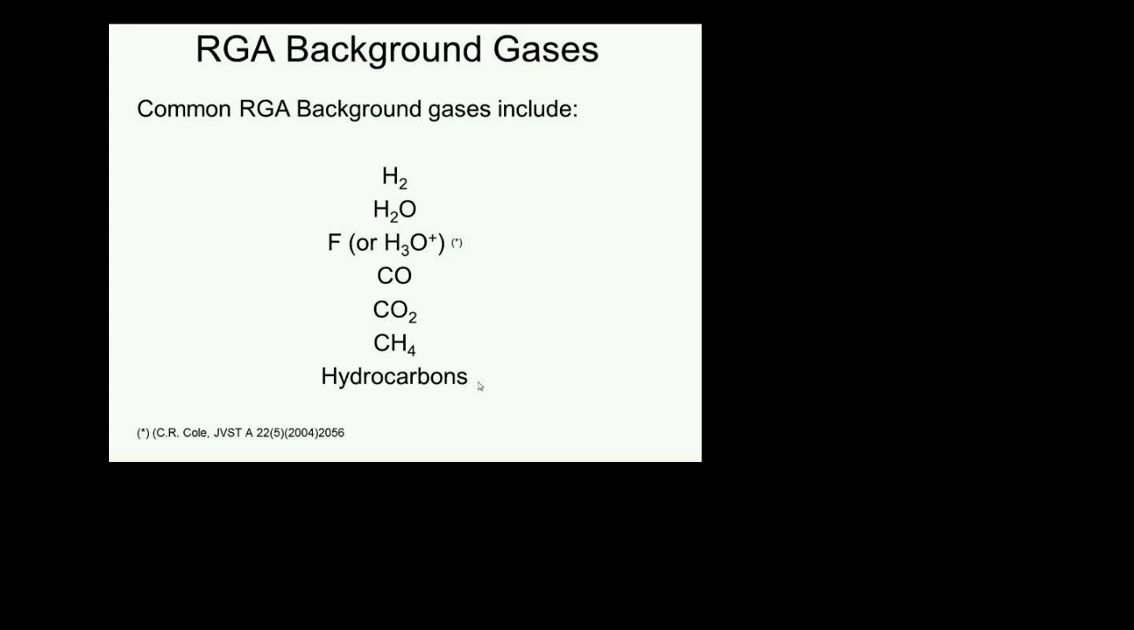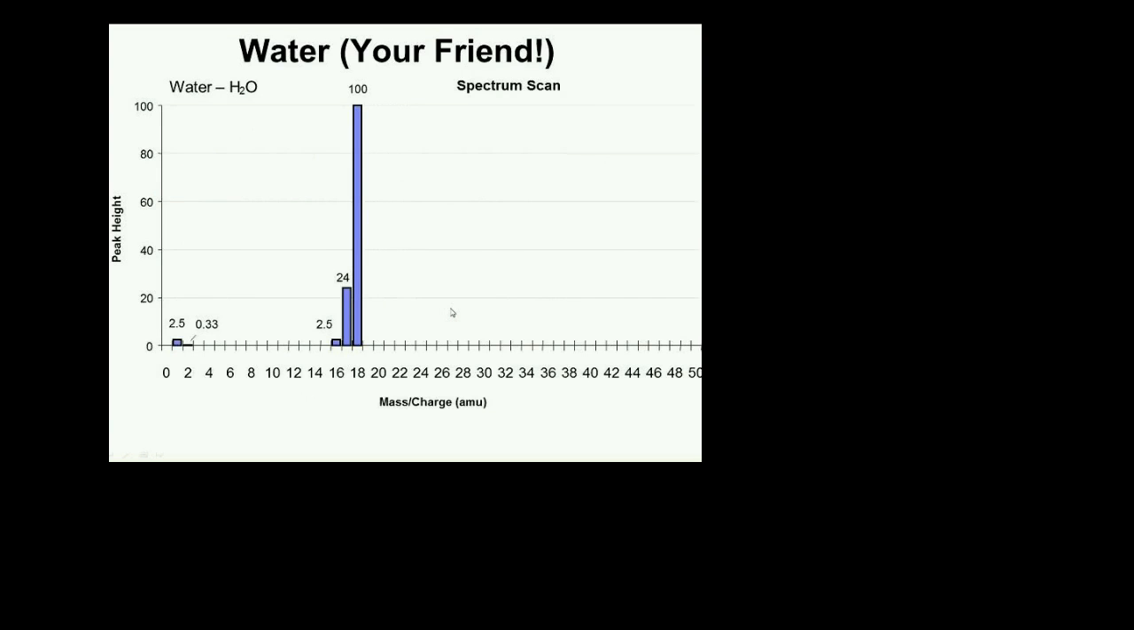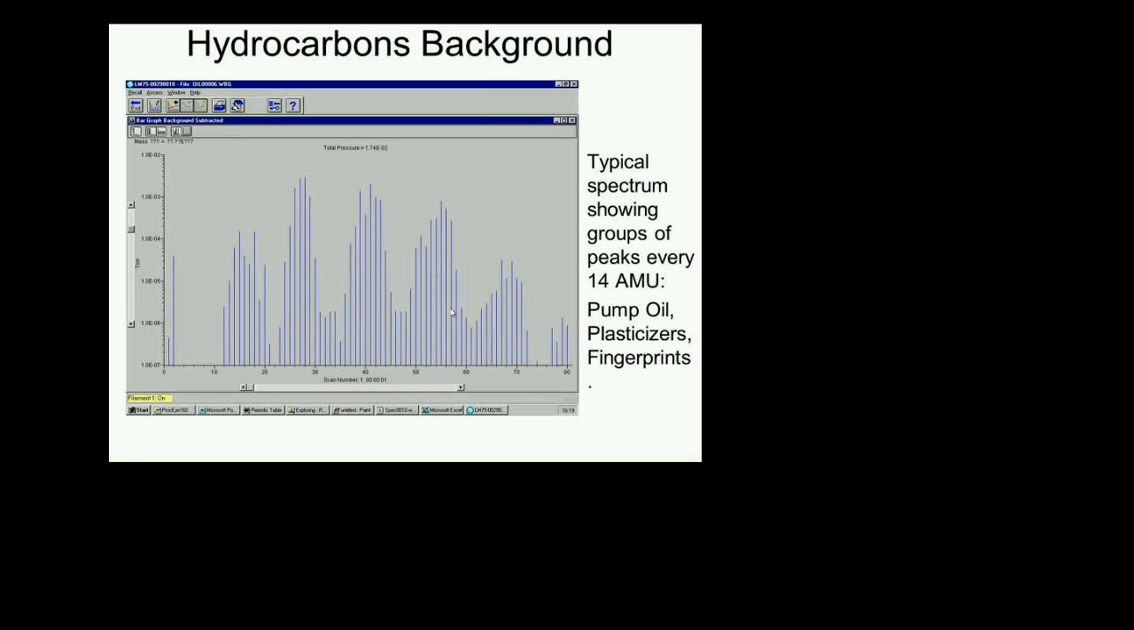What you will also often see are hydrocarbon peaks that start at about 43 AMU and go up, like a soup of hydrocarbons. I'll talk about that separately. So these are the typical background gases that you'll see in a spectrum.